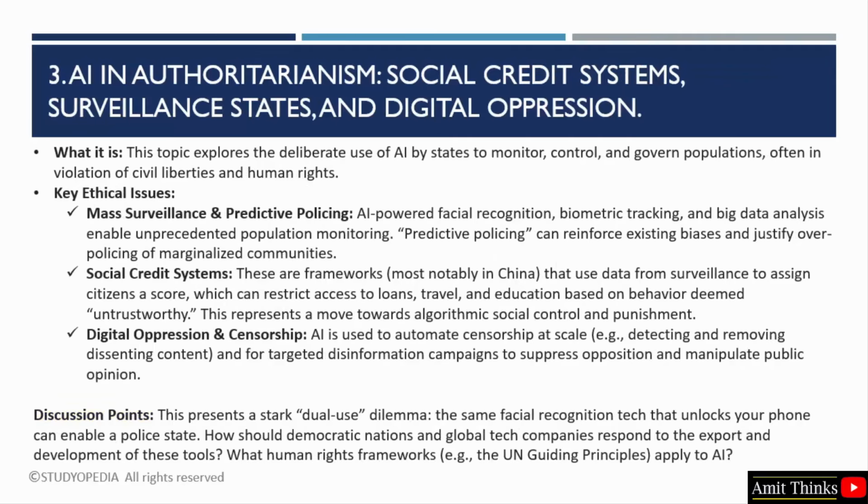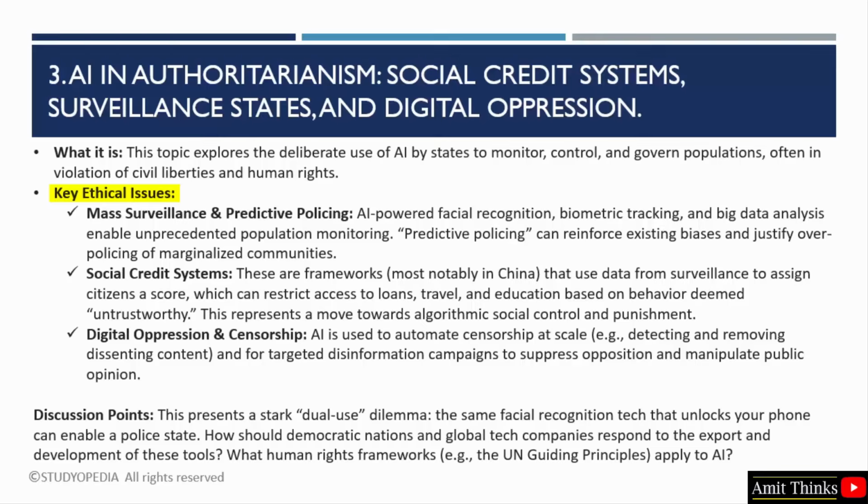The third one is AI in authoritarianism, social credit systems, surveillance states and digital oppression. The state use of AI to monitor and control populations, often violating civil liberties. Here are the key ethical issues. Mass surveillance and predictive policing.